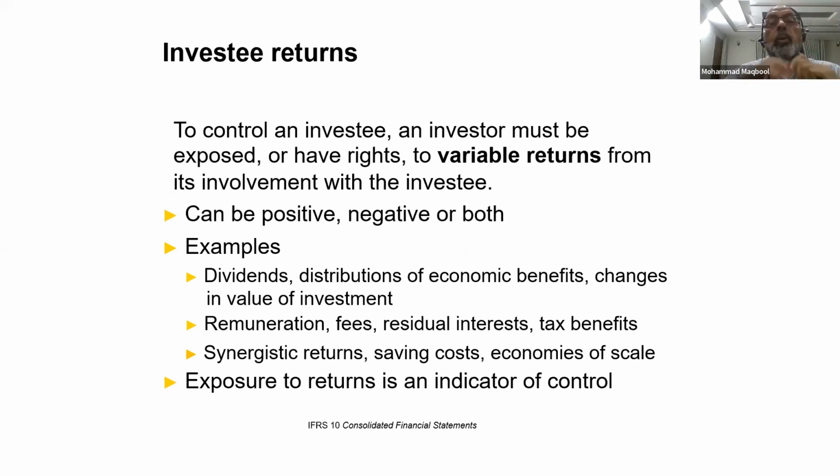Okay, to control an investee, an investor must have variable returns from its involvement with the investee. This is a very important area, the variable return. Okay, it's not everything. If the variable return is there but the other factors are missing, it doesn't mean the control is there. But variable return is a very strong indicator, one indicator of control. So this return could be positive, could be negative, could be both, sometimes positive, sometimes negative.